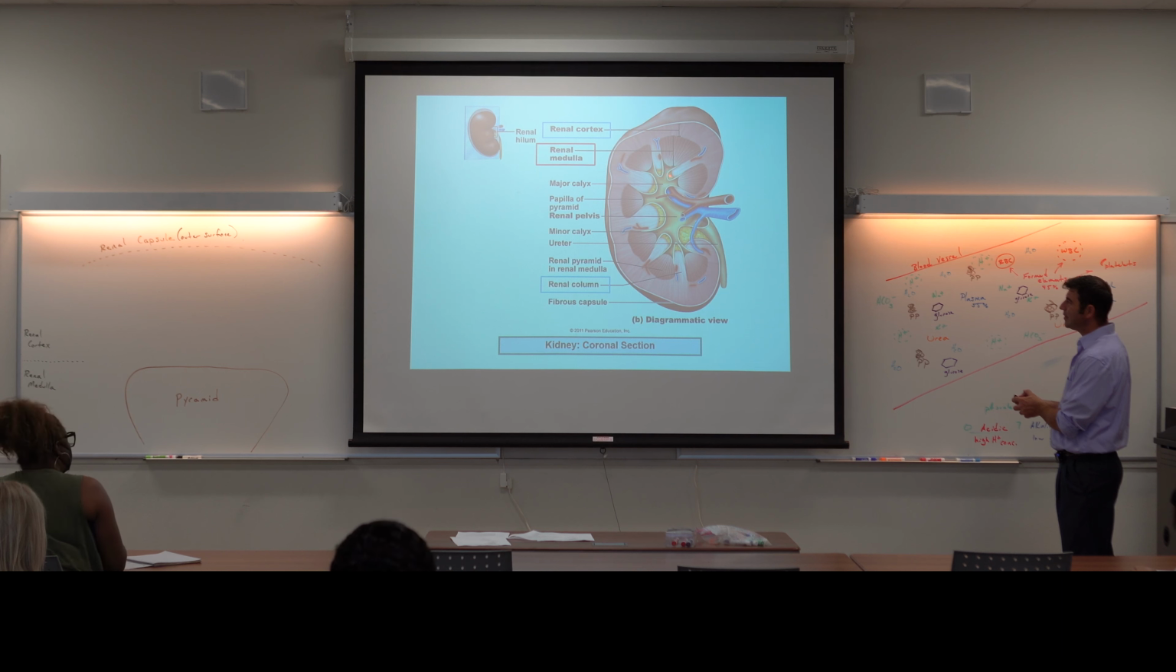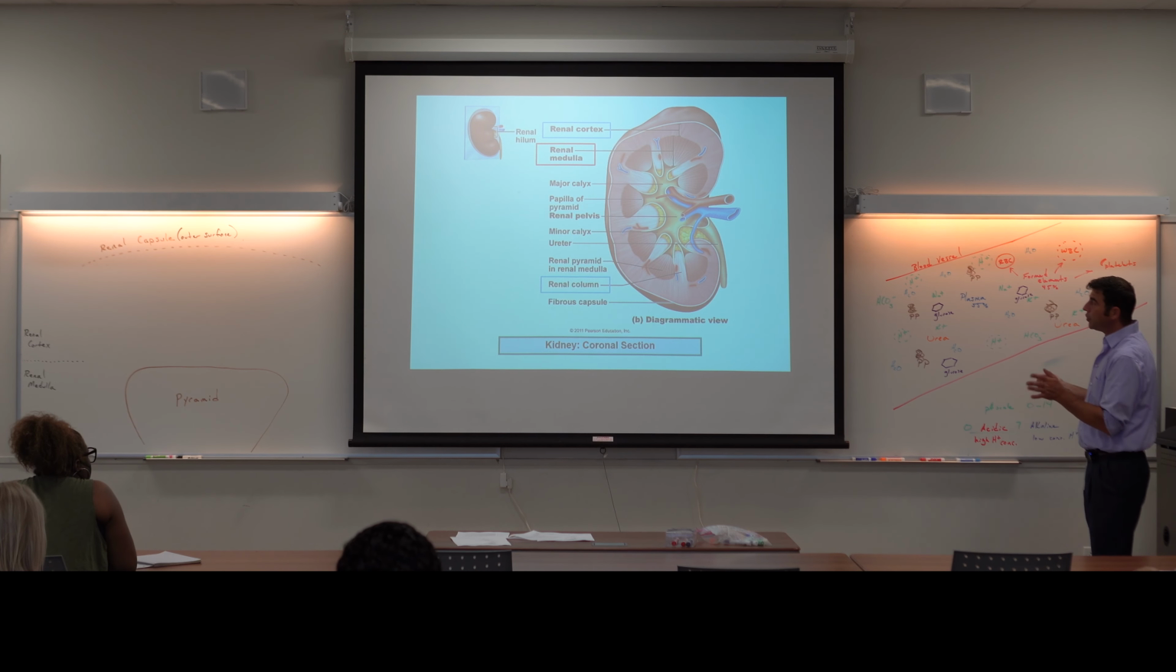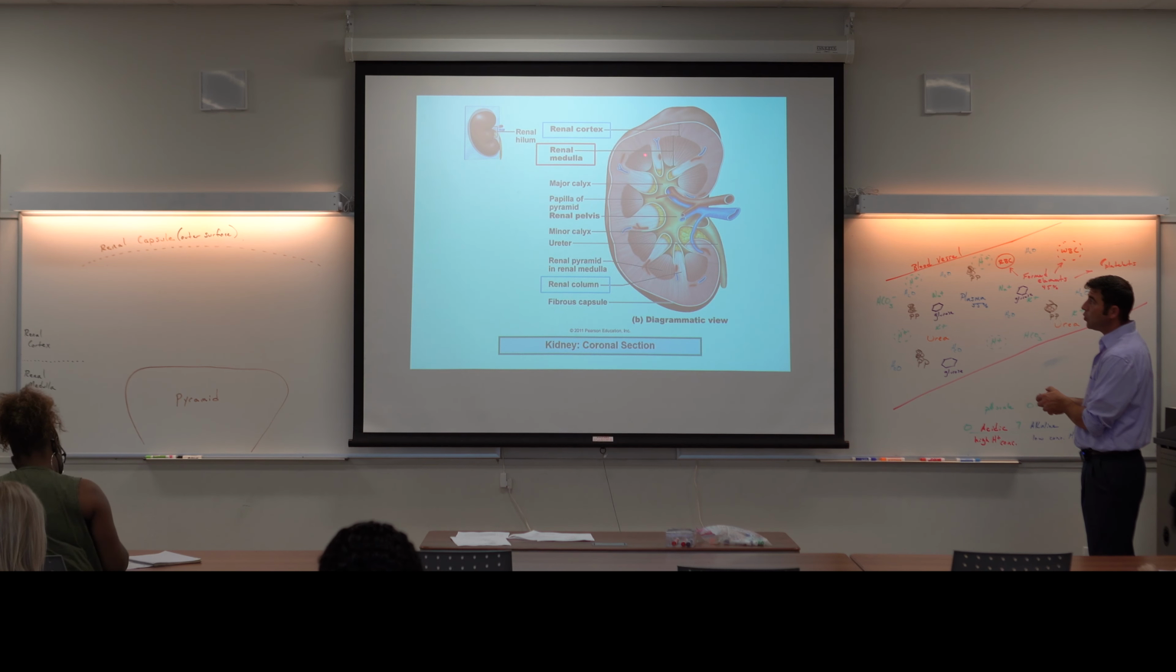Minor calyxes are like little creeks, and they drain into larger creeks that we call a major calyx. We will define a minor calyx as something that receives filtrate from just one pyramid. This major calyx right here is a structure that receives filtrate from multiple pyramids.